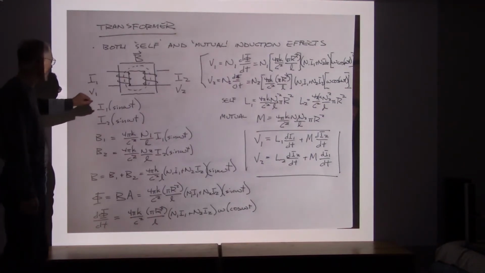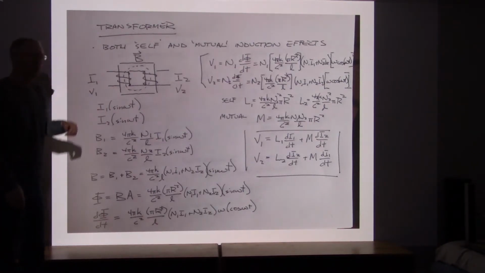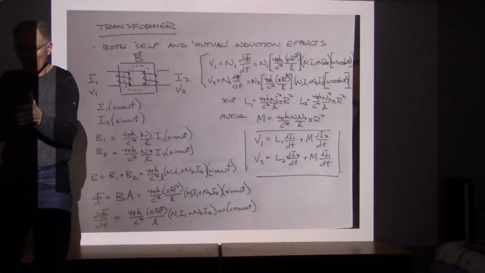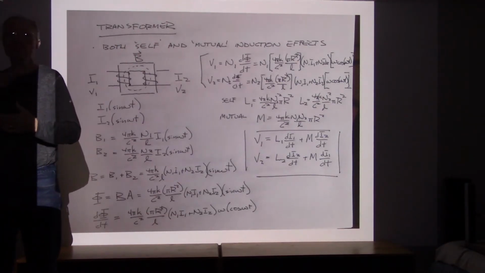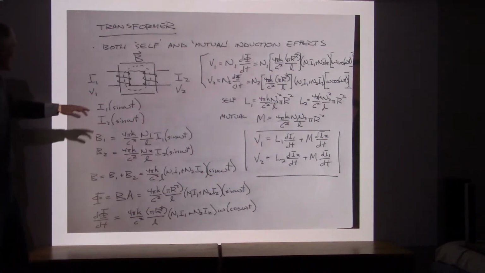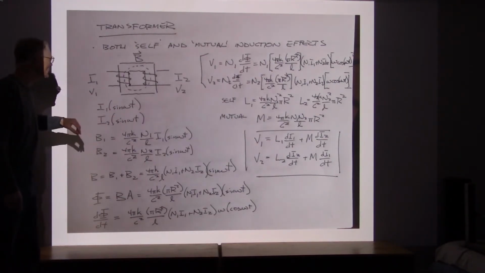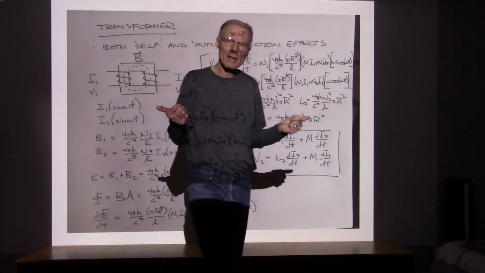I1 itself is constant, but it's got a time-dependent factor. So it's going to be an amount of current I1 that actually varies. It oscillates back and forth between plus I1 and minus I1, and we'll represent that with a sine function. It turns out that for a transformer, the two currents are in phase with each other.